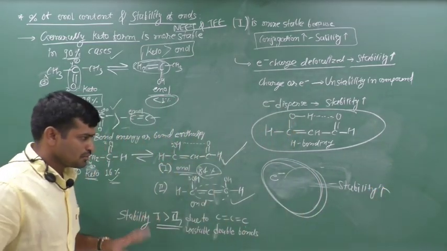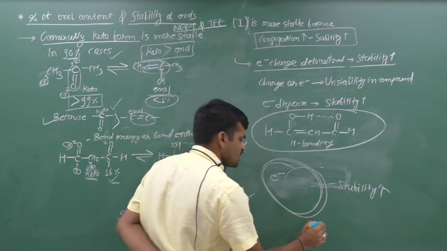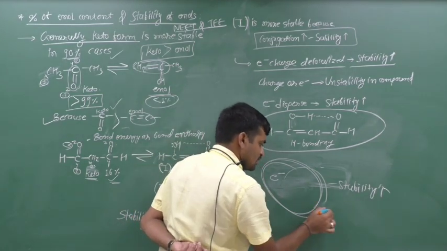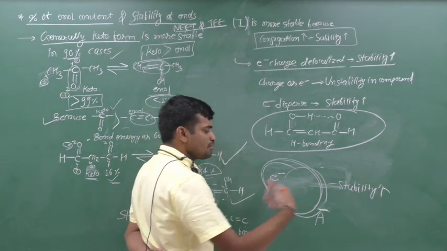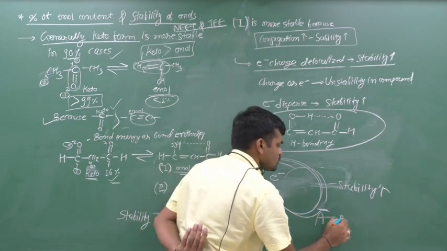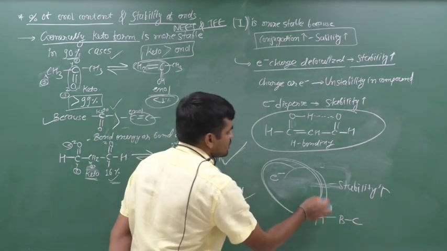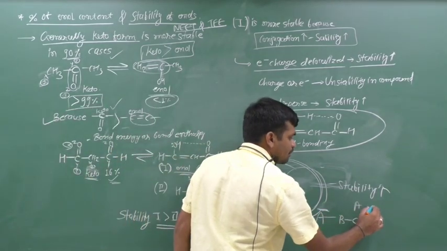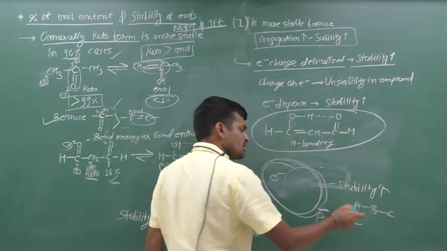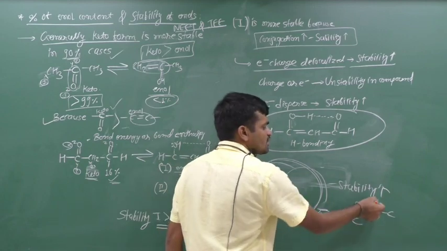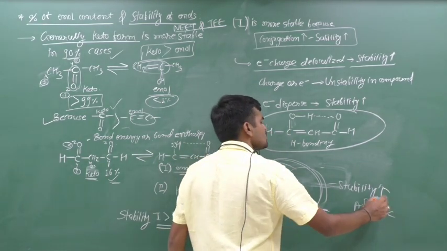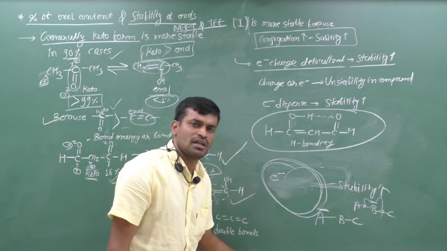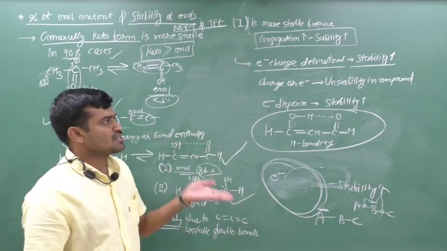Means that if any compound, suppose A, has an electron or charge, and the electron or charge is not shifted to the other atoms, then this compound is unstable. And suppose A, B and C, like that compound, here is a charge, and this charge is shifted or delocalized to this position or this position. Therefore we can say that if the electron is delocalized, if the electron moves, then stability increases.